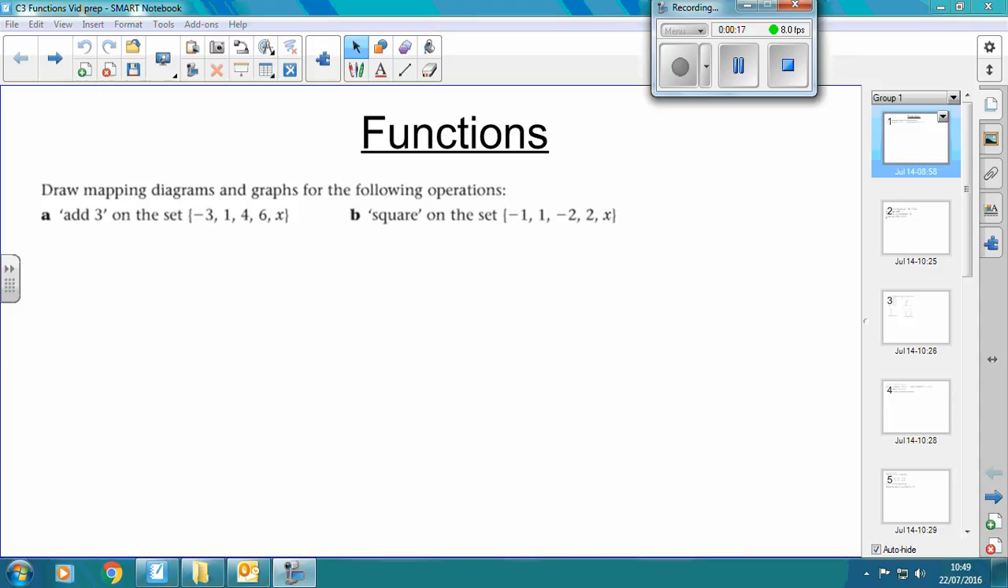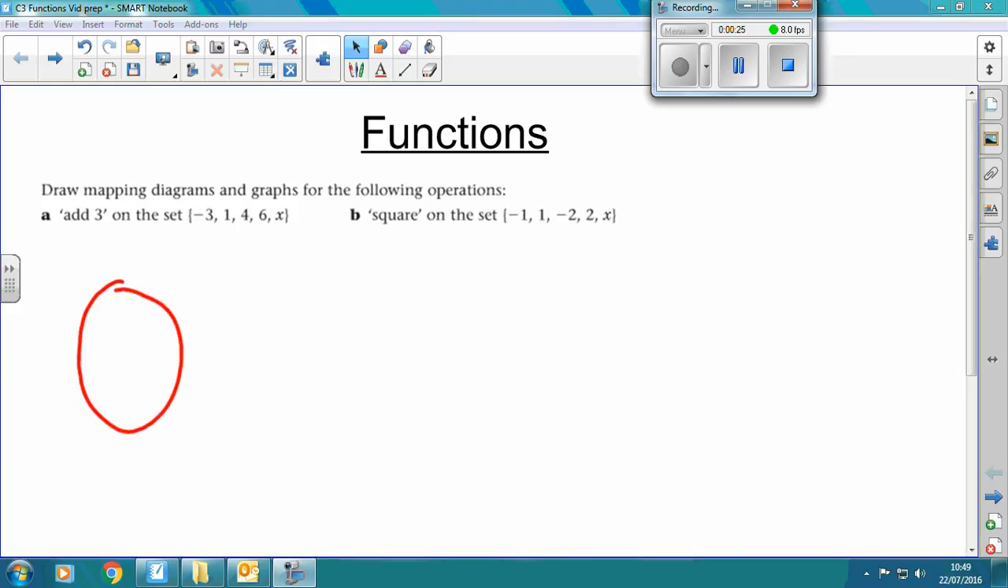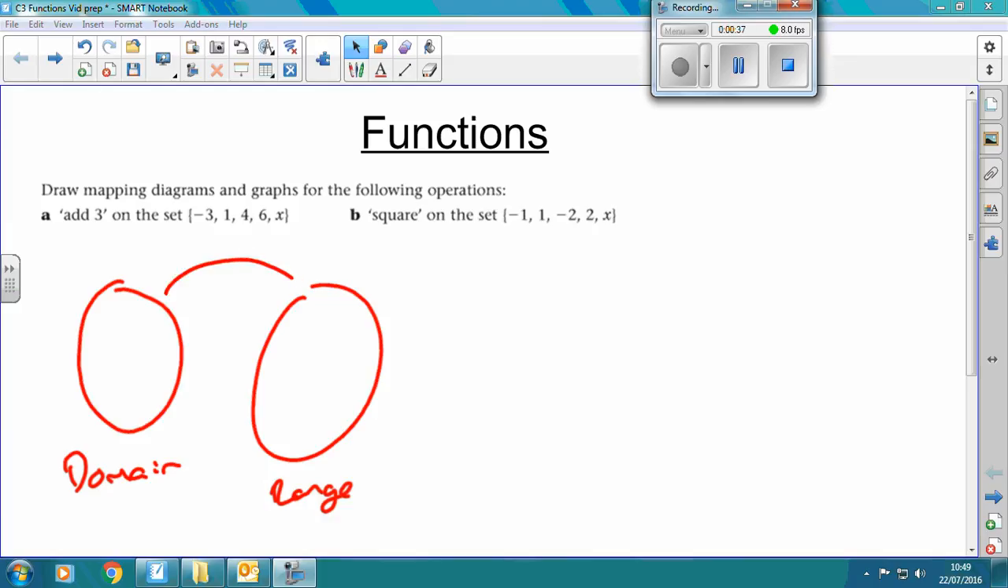What functions is all about is basically how you get from one set of data to another set of data. There are two sets of data we're looking at here. We've got the x values, which we call the domain, and then we've got another set of values which we call the range. They should be similar size circles. That's how we get from this one to this one.